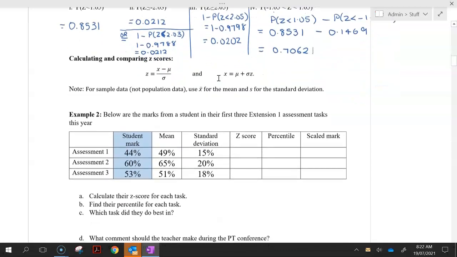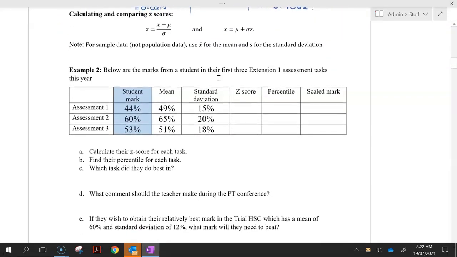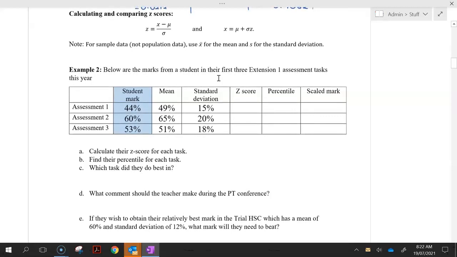You might also be asked to calculate and compare z-scores. So as we know, for example, in our tests, not all our tests are of the same difficulty. And if it's an easy test, you need to get a higher mark. And if it's a harder test, you don't need to get as high a mark. You just need to beat more people. So this leads us to z-scores.